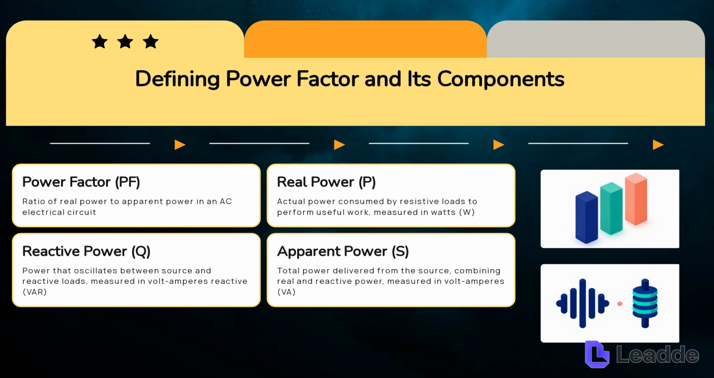Reactive power, or Q, is the power that oscillates between the source and reactive loads, measured in voltamperes reactive, or VAR. Finally, apparent power, symbolized as S, is the total power delivered from the source. It combines both real and reactive power and is measured in voltamperes, or VA.